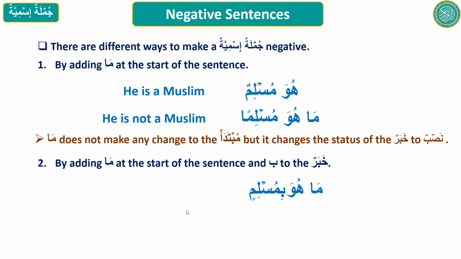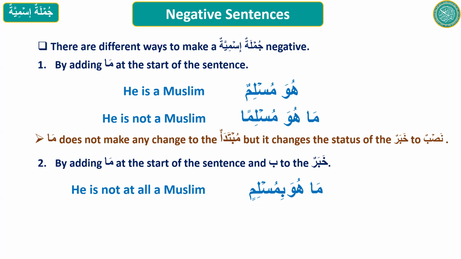There should be some change to the meaning, right? And the meaning becomes stronger. It's a stronger negation. It's a stronger negative sentence because ma huwa musliman means he is not a Muslim. Ma huwa bi muslimin means he is not at all a Muslim. Or you can say he is not a Muslim at all.